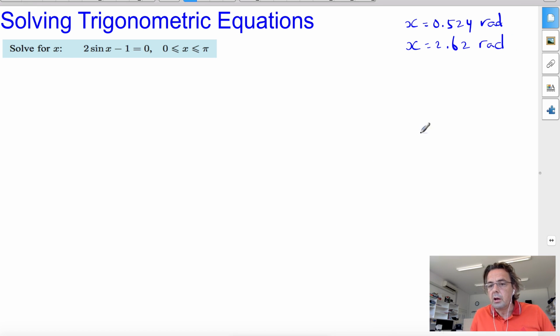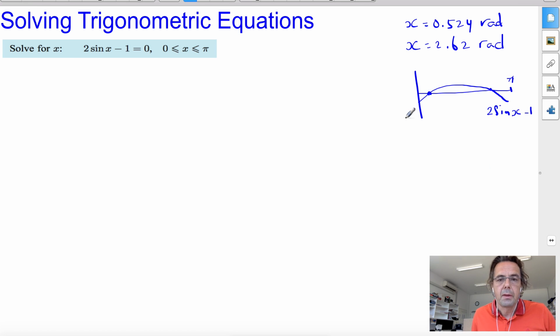And for working, we could show that graph and that would give us the points. So all done. But now you have to do it algebraically as well. You need to be able to do that. So how do we do it algebraically?